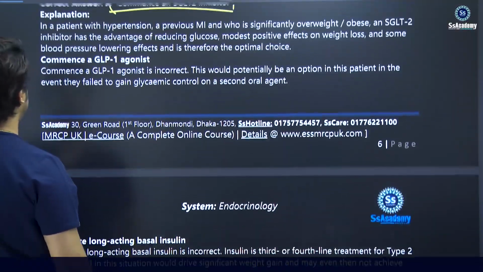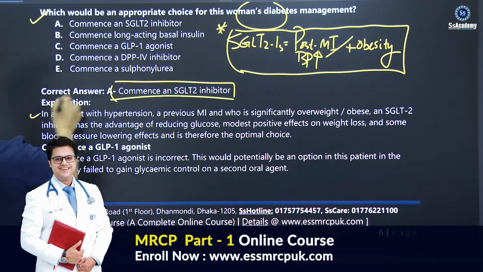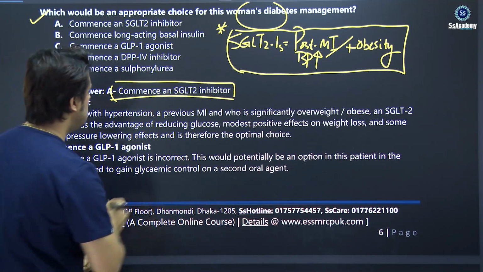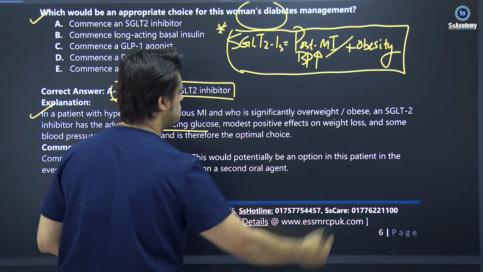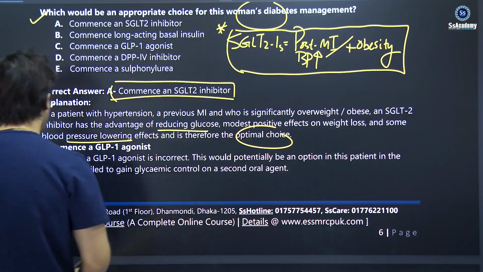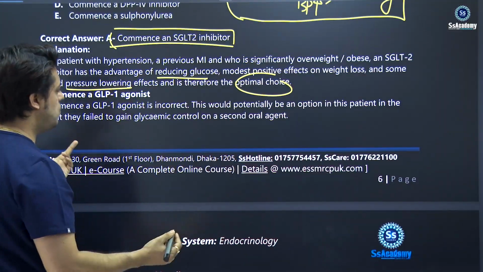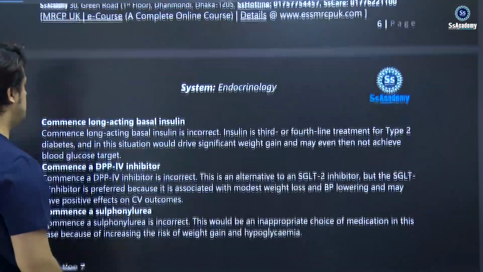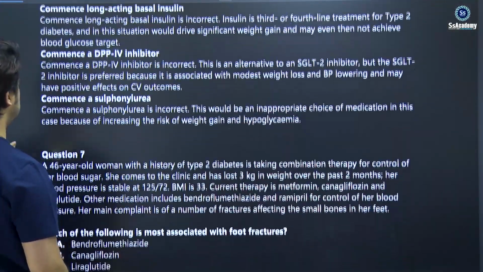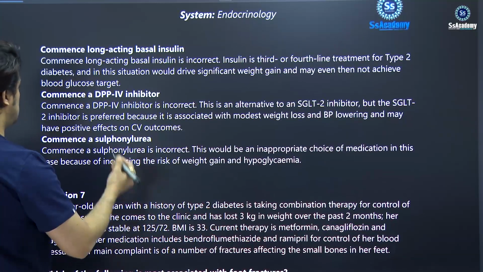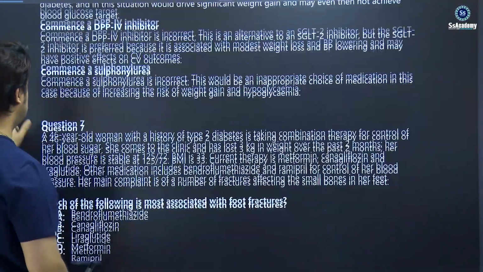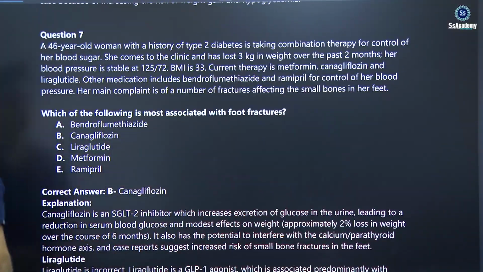So yes, mine is written here. In patients with hypertension, previous MI, and significant overweight, SGLT2 inhibitors have the advantage of reducing sugar, with modest positive effects on weight loss and some blood pressure lowering effect, and are therefore the optimal choice. Why is GLP-1 incorrect? Because the BMI is not more than 35. DPP-4 inhibitors are incorrect because there is no effect on weight, my dear. So this is very important. Preferred is the SGLT type 2 inhibitors.